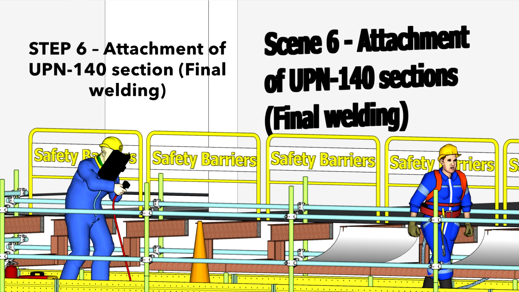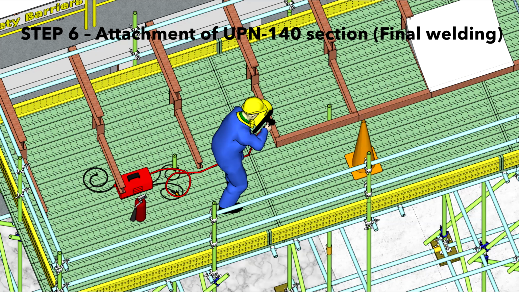In step 6, we are presented with a task of attaching UPN 140 sections, which involves final welding activities. This is a highly skilled operation that requires attention to detail and adherence to safety protocols. Observe the workers as they perform their tasks. Welding is not only a skillful trade, but also one that comes with its own set of inherent risks. Consider the equipment they are using and the protective gear they have on. How do these tools and gear contribute to their safety?